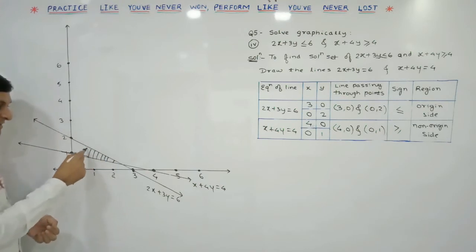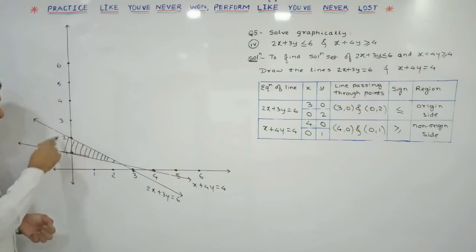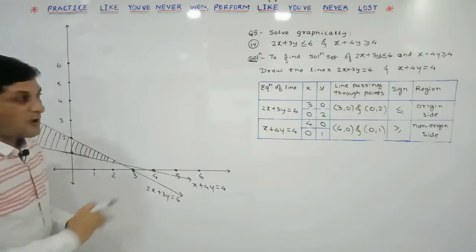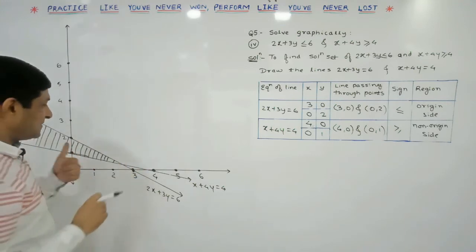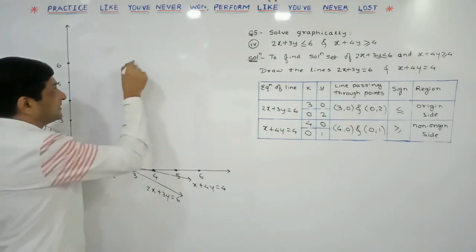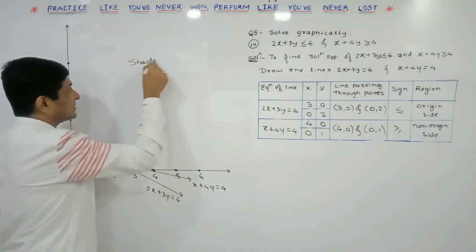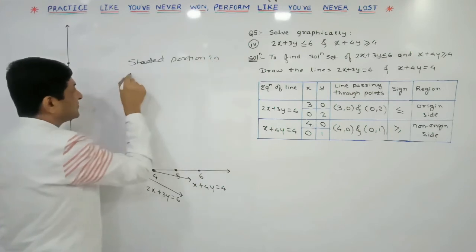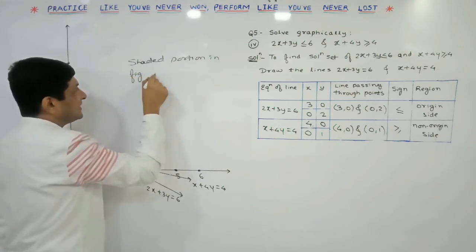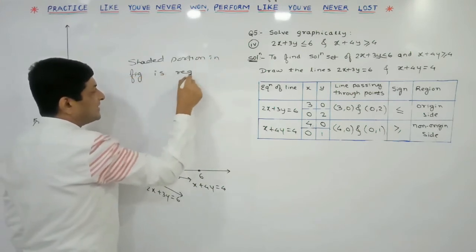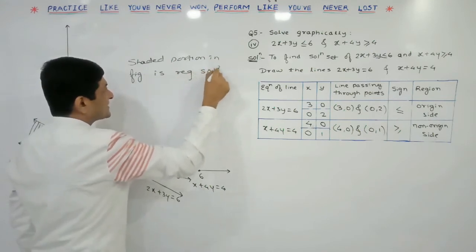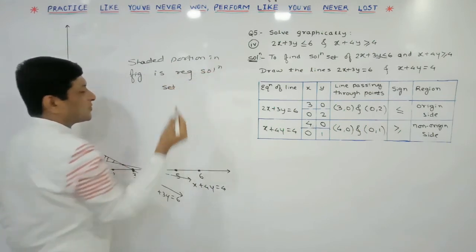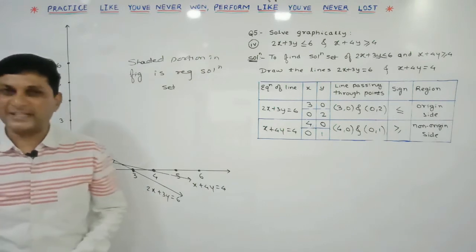We can observe that this is the common region for both the lines from these inequations. So here we can say that the shaded portion in the figure is the required solution set. In this way we have got the solution set of the given expressions.